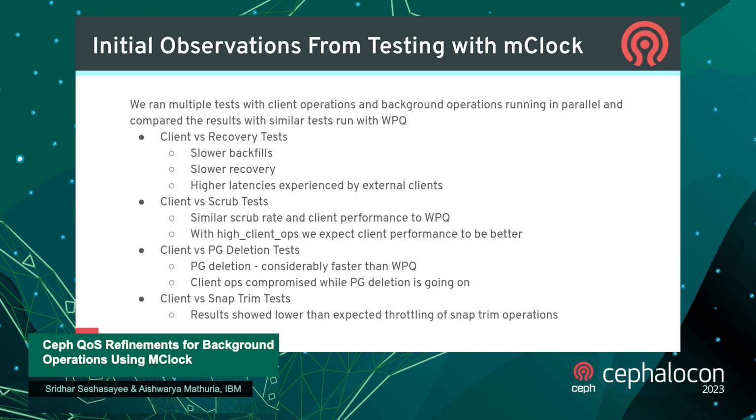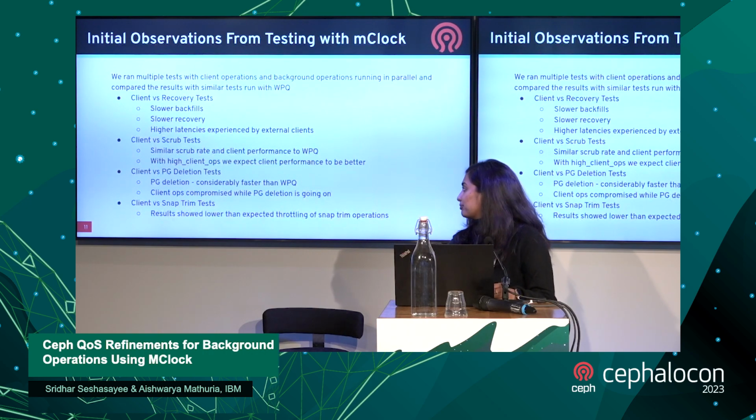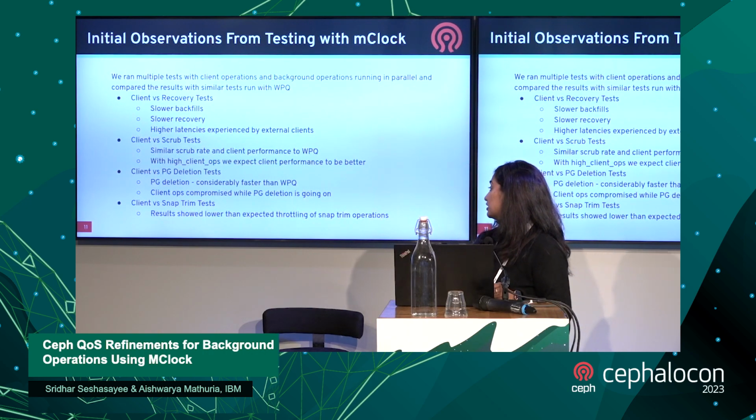In client versus PG deletion tests, PG deletions were much faster in MClock than in WPQ. This could be because of the sleep option being disabled in MClock by default. But because PG deletion was happening much faster, client ops were compromised while PG deletion was going on. And in client versus snap trim testing, the results showed lower than expected throttling of the snap trim operations.